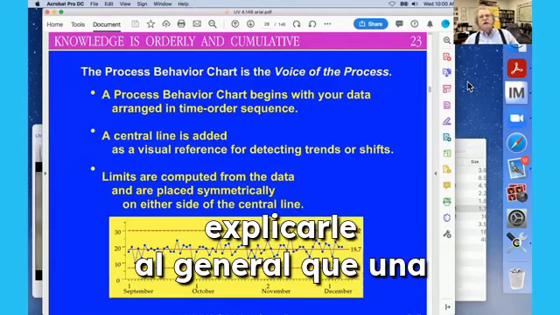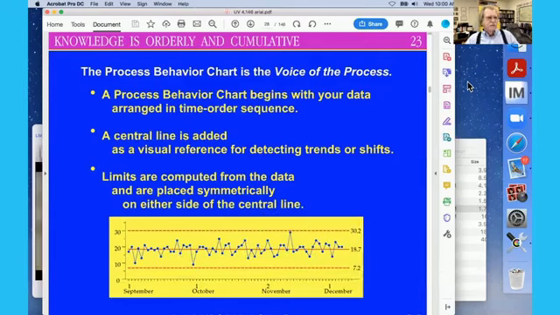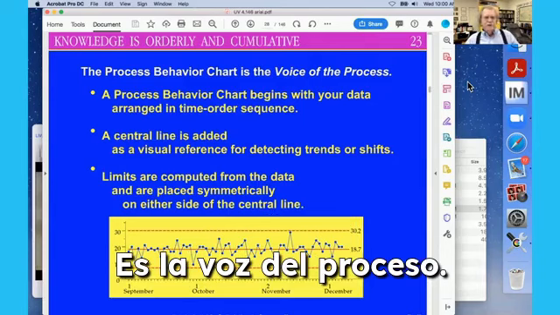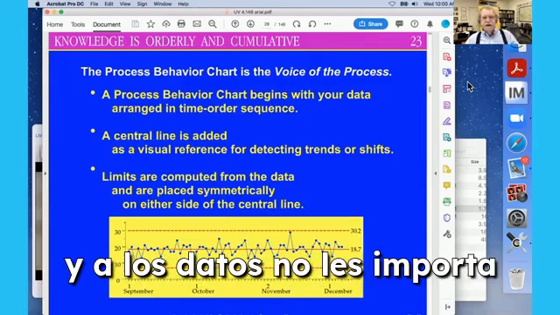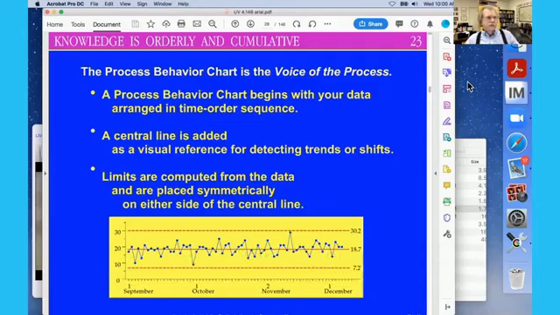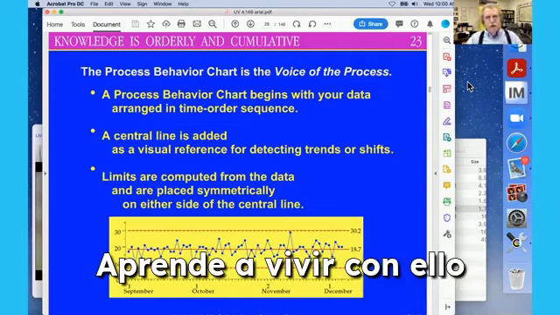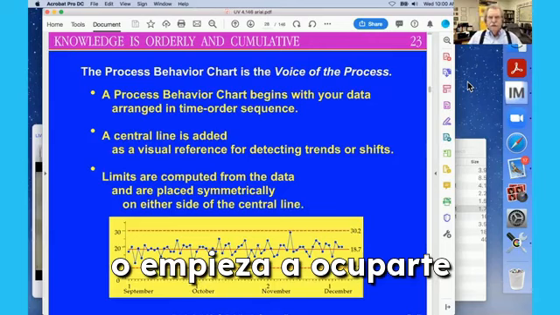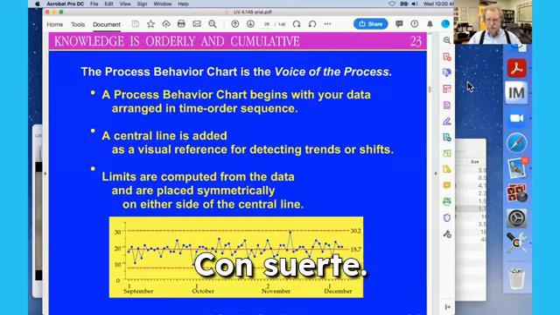That's when they got to explain to the general that a higher authority had set these limits. It's the voice of the process. You compute the limits from the data, and the data don't care how many stars you've got on your shoulder. It's the voice of the process. Learn to live with it or start getting busy fixing it, changing it, improving it, hopefully.